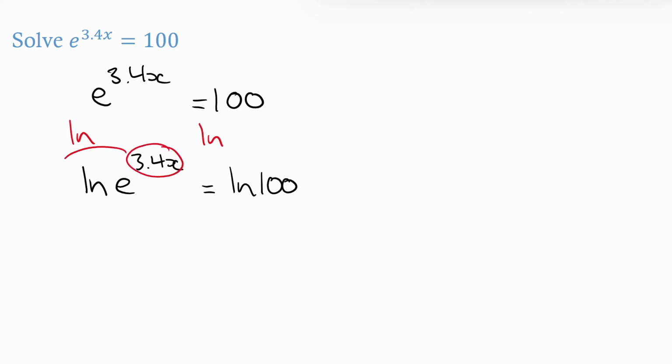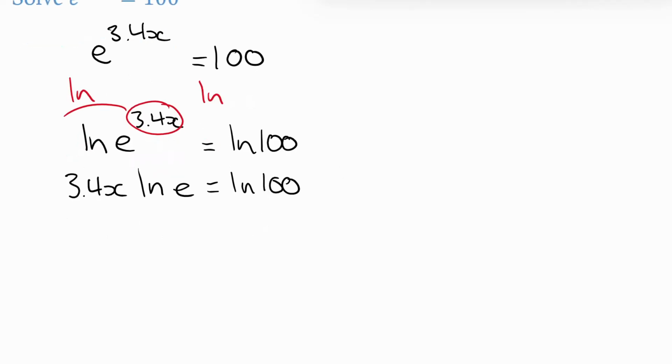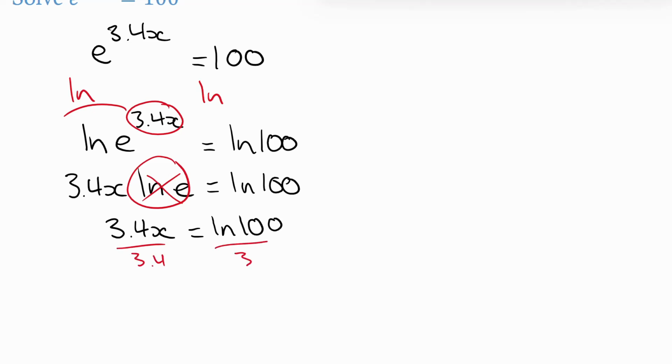Remember that 3.4x can come out the front. So we end up with 3.4x ln e equals ln 100. Now you may notice ln and e, remember, are opposites, so they can just cancel out and we don't have it anymore. So we're left with 3.4x equals ln 100. We're going to divide by 3.4. We get x equals ln 100 over 3.4. Chuck that in your calculator and you end up with 1.35.